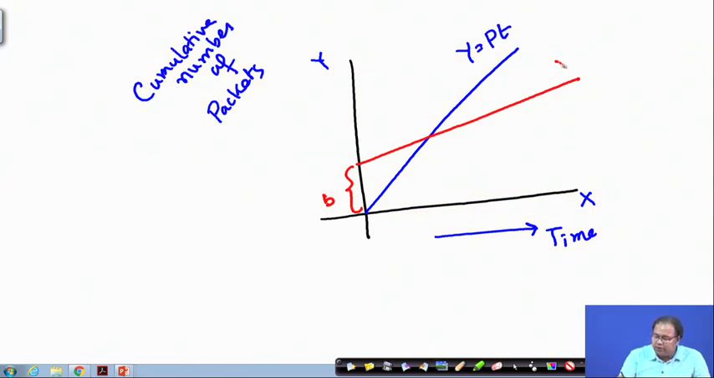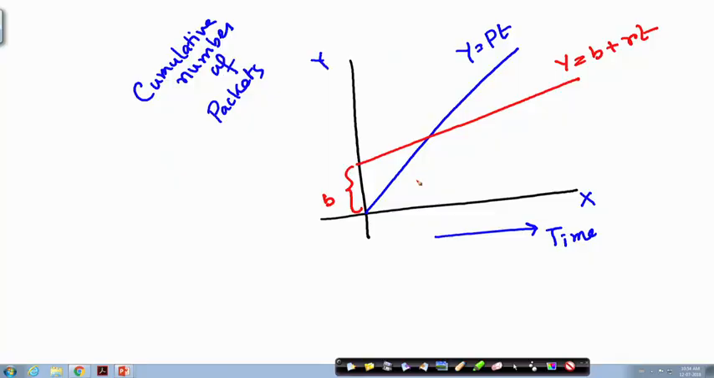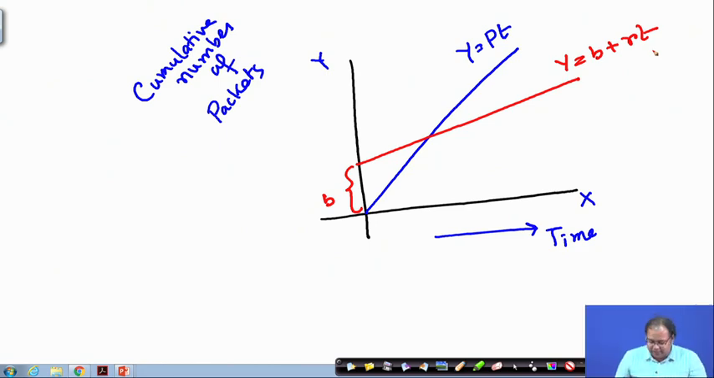So, y equal to B plus RT. You are inserting tokens at a rate of R, so your cumulative number of tokens will be RT. Initially you have B tokens, as we are assuming that the token bucket is full. From that point we start, and after that you are inserting tokens at a rate of R. So the cumulative rate is y equal to B plus RT.